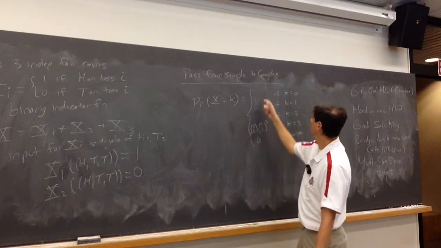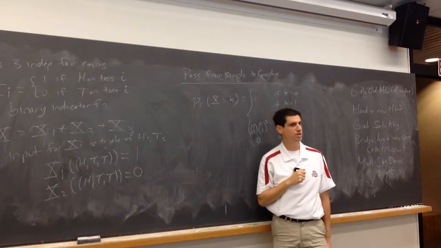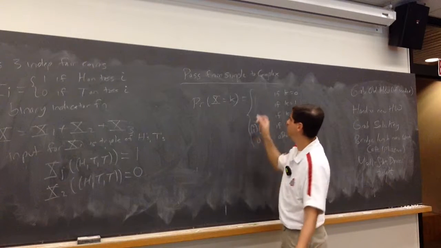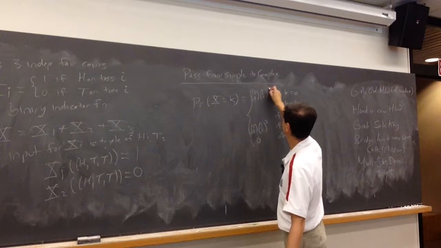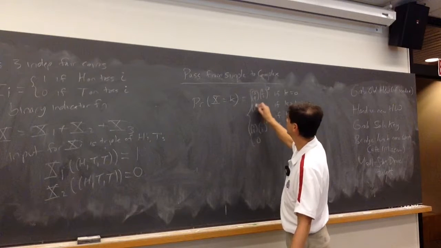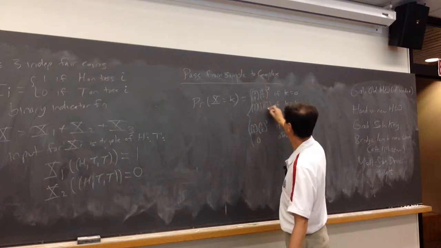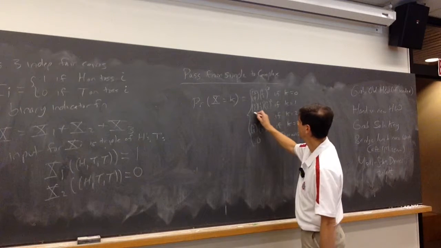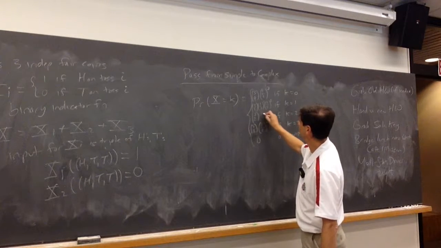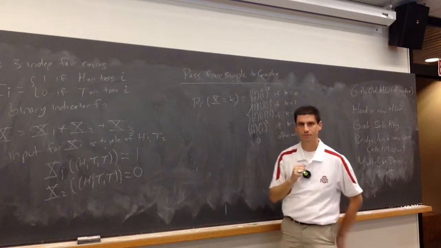For the next one, I want to have no heads. What would no heads be? 3 choose 0, 1/2 to the third. For this one, 3 choose 1, 1/2 to the 1, 1/2 to the 2. And this one would be 3 choose 2, 1/2 squared, 1/2.